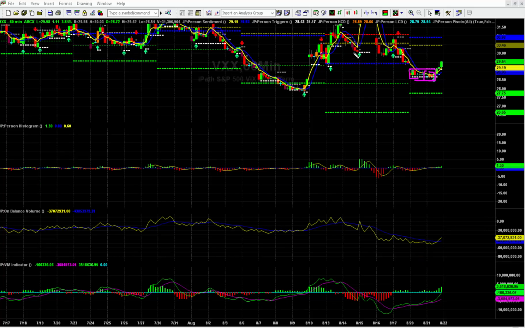We know that it's what? Made a newer low in price. Same time, we're looking at a different indicator that seems to be up to this point right here, making higher lows.